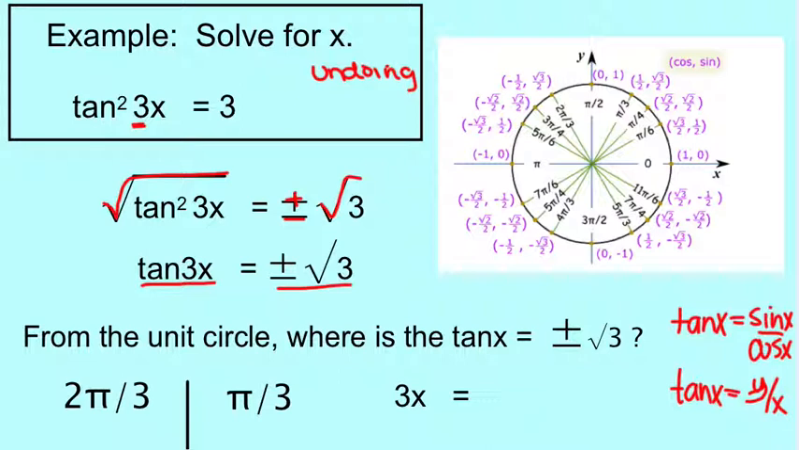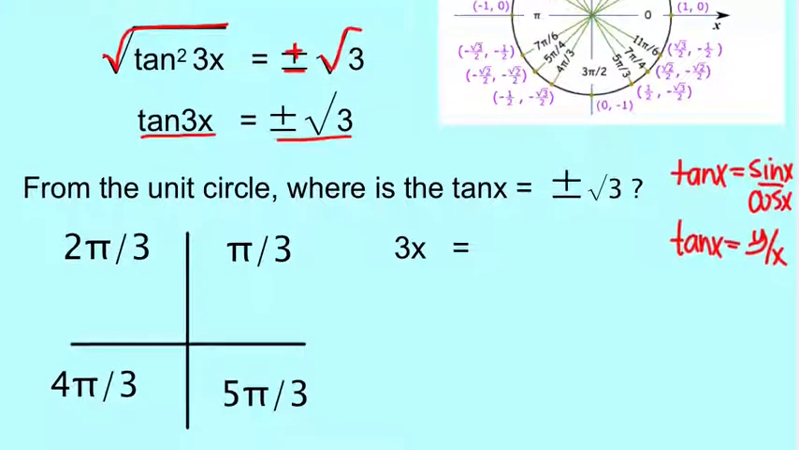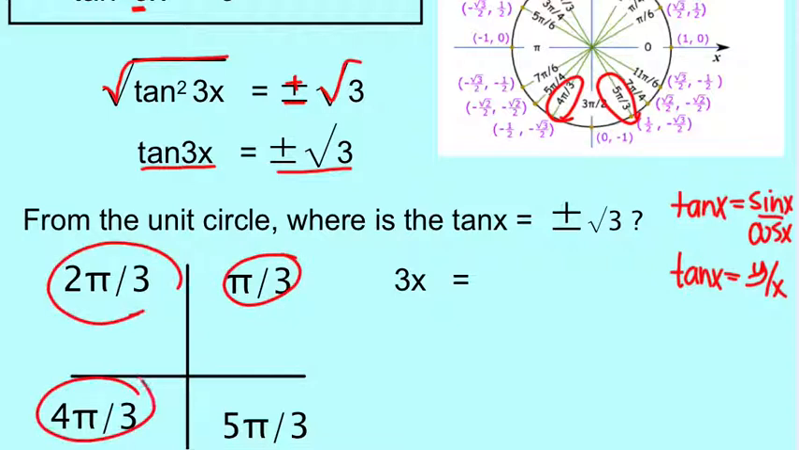Well, I've saved us a little bit of time here, and I've identified all the ordered pairs. So this ordered pair here, that's your negative. This ordered pair here, 4π/3, and 5π/3. So those are the 4 places. There's π/3, 2π/3, 4π/3, and 5π/3.